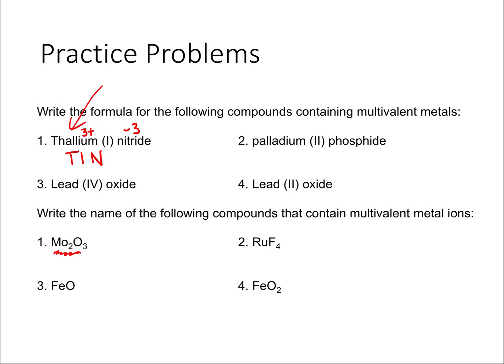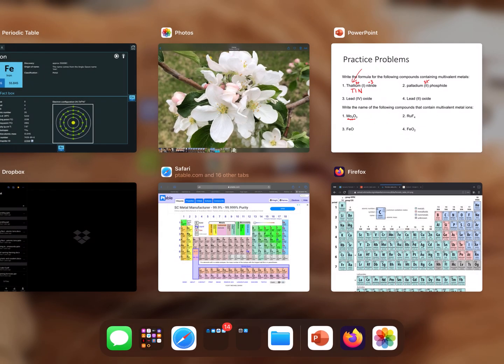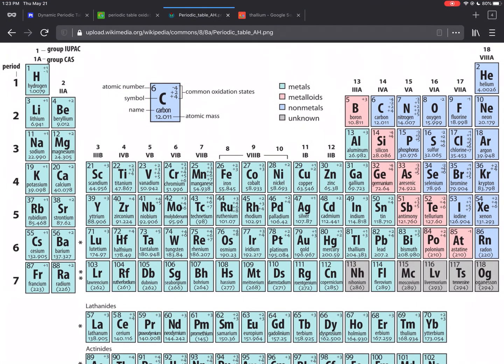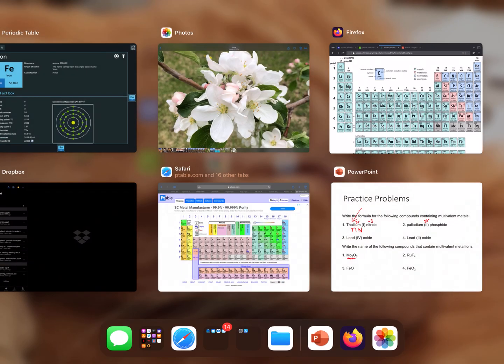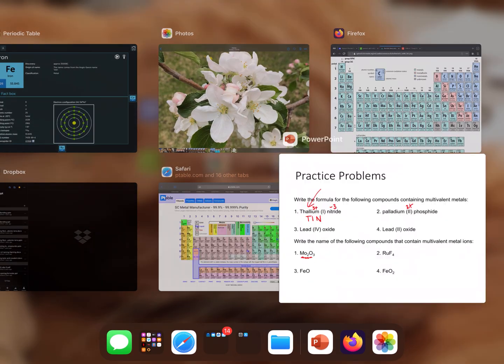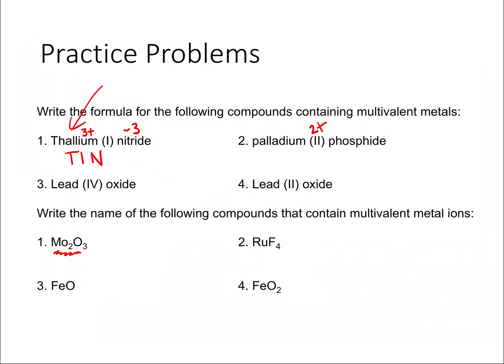Okay, so palladium's a metal, and they're basically saying right out front, it's 2+. All right, palladium phosphide. Where's phosphorus? Phosphorus has a -3. Again, ignore the positives because those are exceptions rather than rules at this point, right? So if we look at phosphide, it's -3.